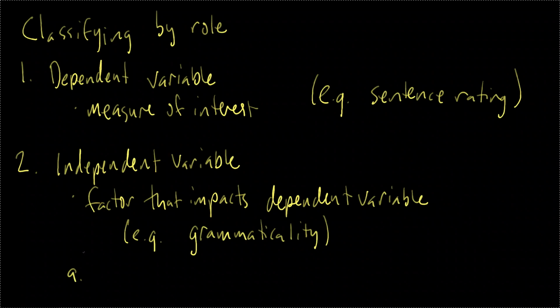A subtype of an independent variable is called a moderator variable. This is just an independent variable, but it's one that interacts with a different independent variable in some way. So imagine I'm doing the same sentence rating study, and I've classified my sentences, my stimuli, based on whether I think they're grammatical or not. And I am also classifying them by a moderator variable, let's say just how long the sentences are.